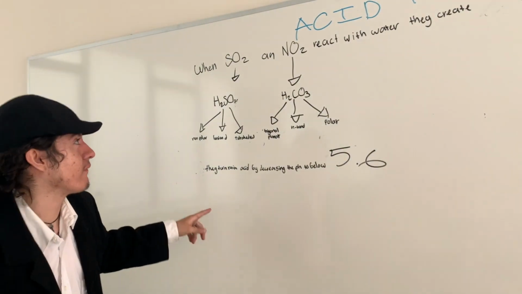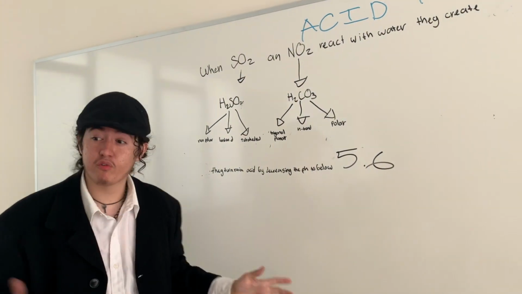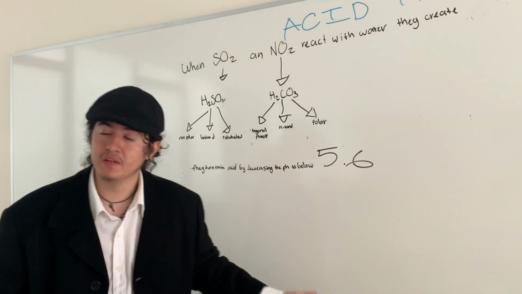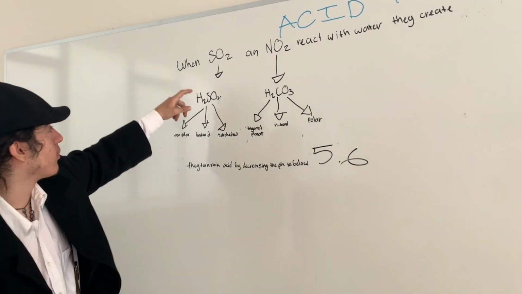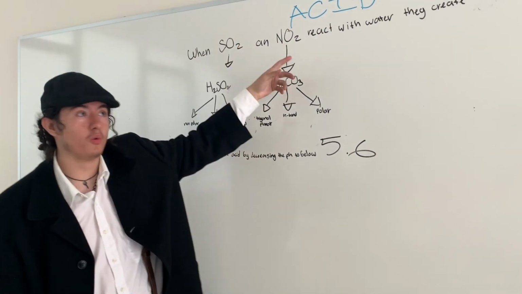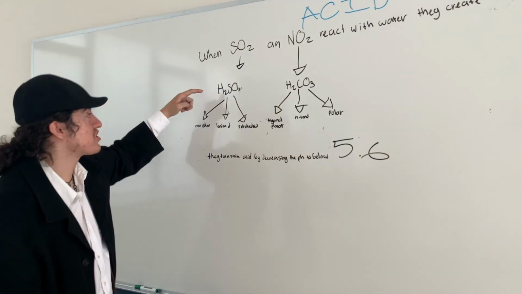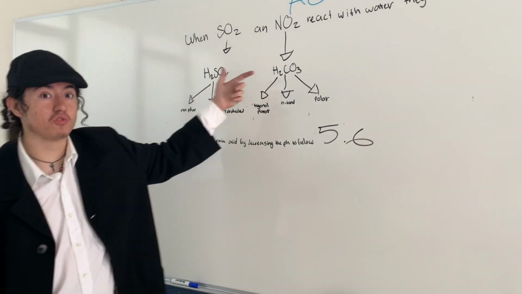Anyways, I was about to talk about acid rain. The weather forecast said it would rain today. What does this mean when there's contaminants in the air? So we have SO2 and NO2, which react with water. They create H2SO3 and H2CO3.